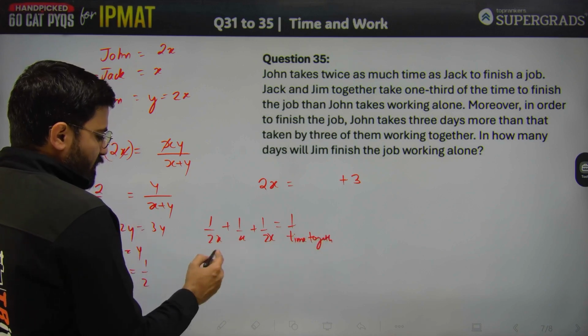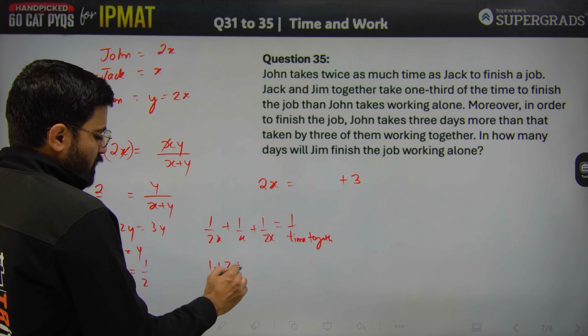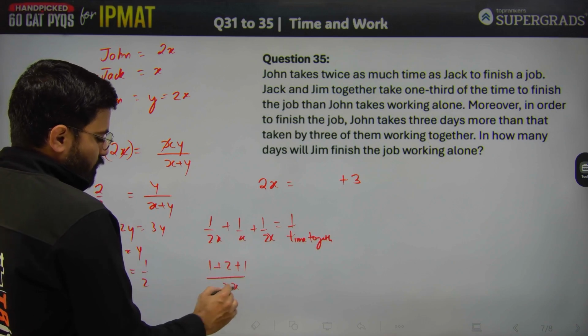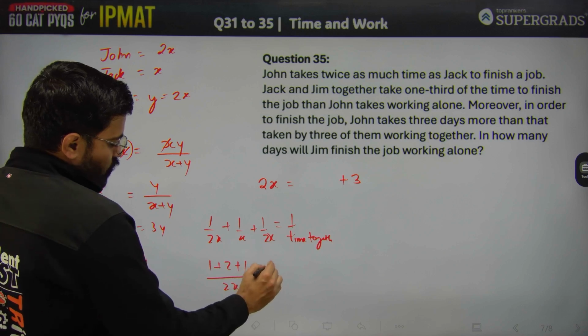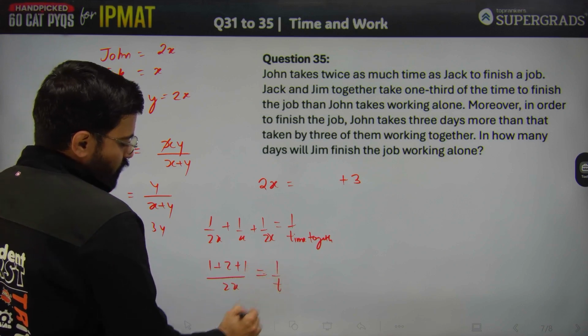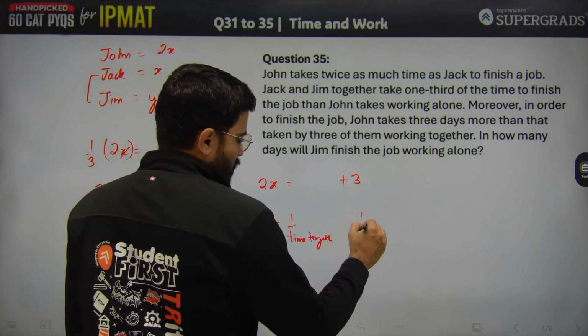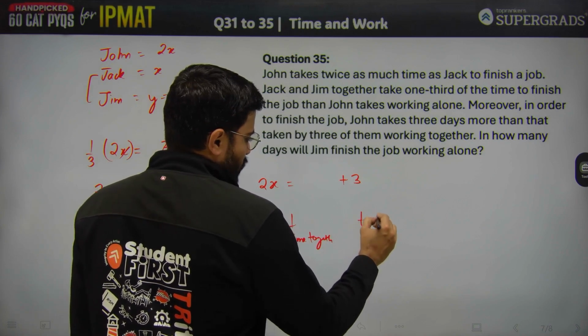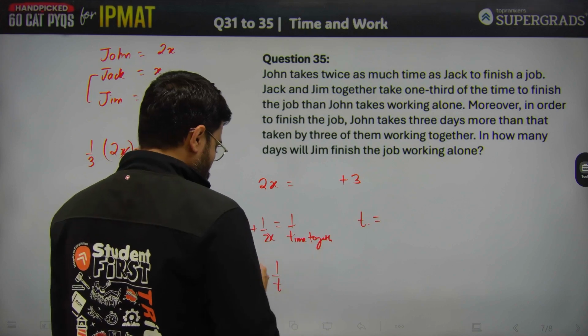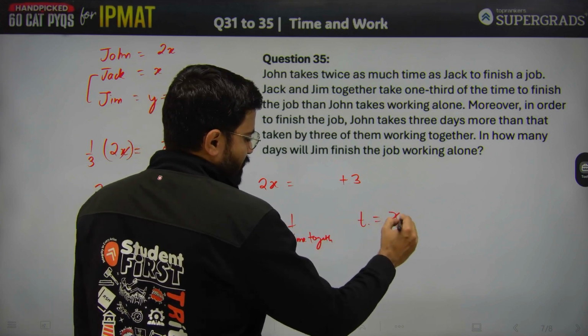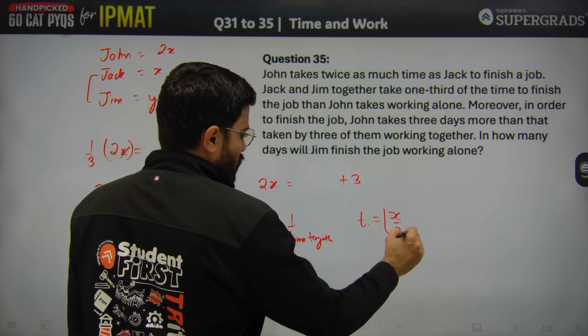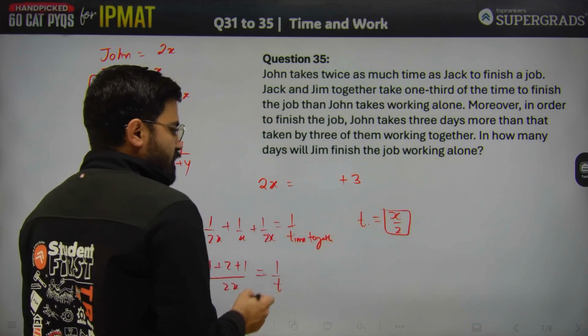So 2x is the LCM. So 1 plus 2 plus 1 upon 2x is equal to 1 upon t. So time taken together is equal to 2x upon 4, or I can say x upon 2. So time taken together is x upon 2.